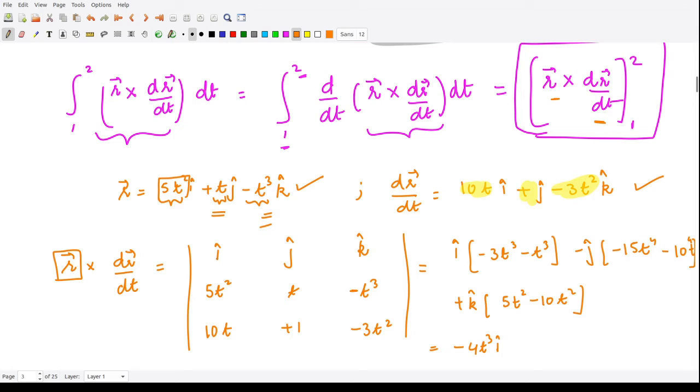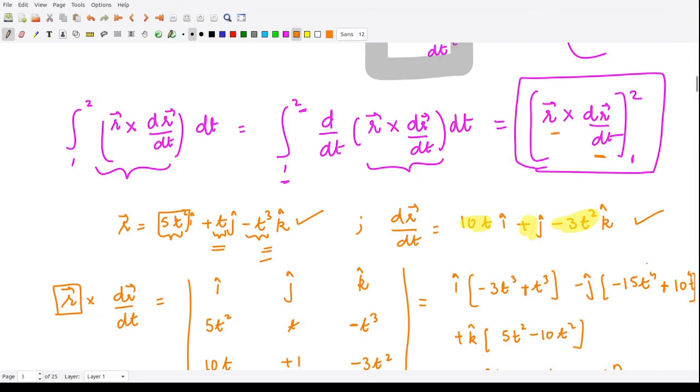So accordingly, for i cap, we should have minus 3t cube plus t cube, so this quantity now becomes minus 2t cube i cap. And for the j vector, we should get minus 15t to the power 4 plus 10t to the power 4, so in effect I would have plus 5t to the power 4 j cap, and for the last quantity I have minus 5t square k cap. So this is the cross vector.